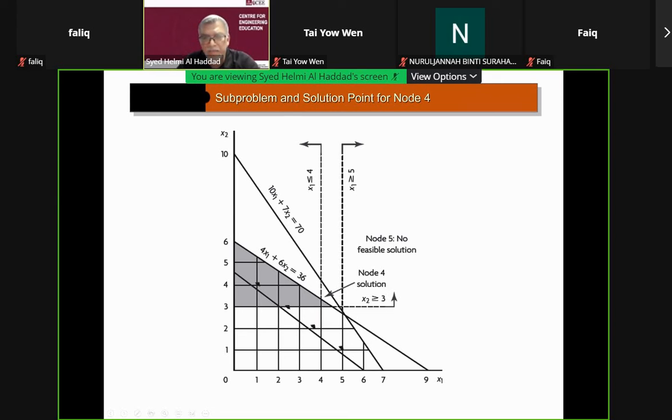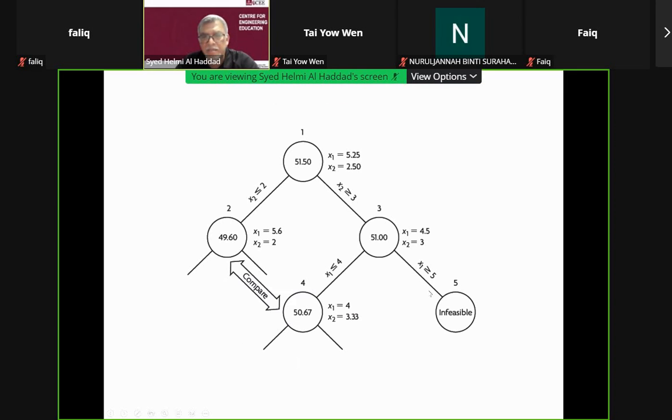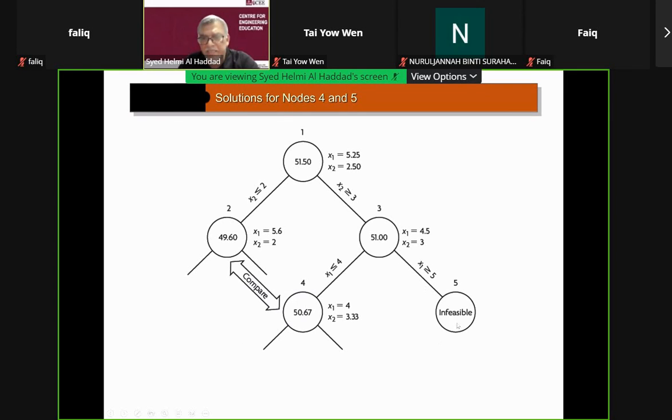We don't have to do the calculation because this is already away from the feasible region. This is our feasible region. Greater than 5 is away from the feasible region. So we say that this is infeasible. We don't have to calculate the value for z. This is already infeasible.